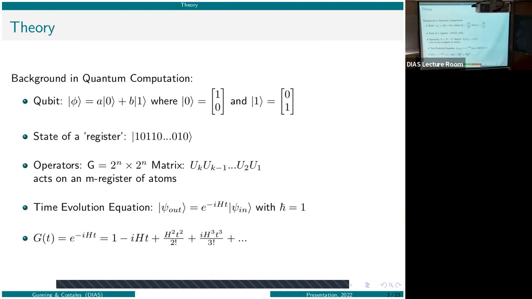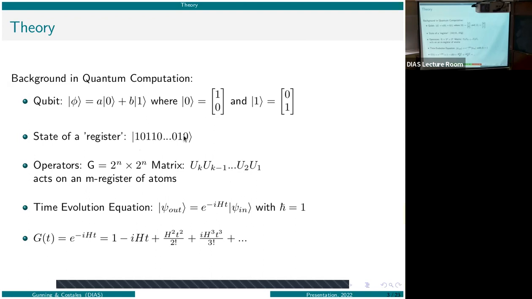The 2 to the n by 2 to the n matrix, where n here is going to be k plus 1, that will be needed to achieve the same goal as these operators, we're going to call G, and it's going to be a product of Uk all the way down to U1, where these U's are simple matrices that act on our n register of atoms.